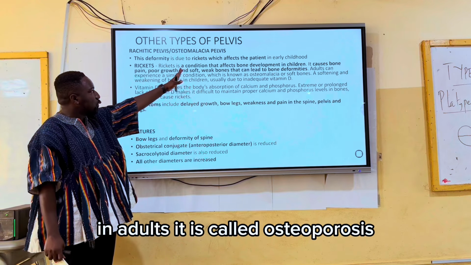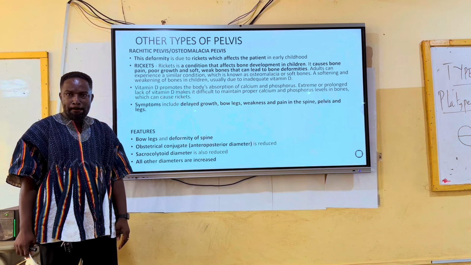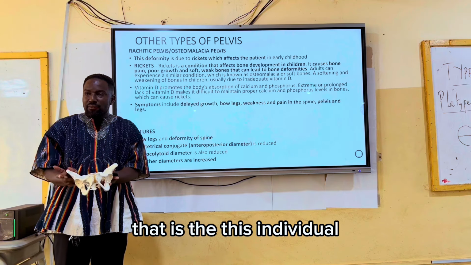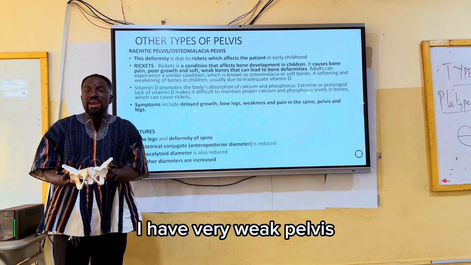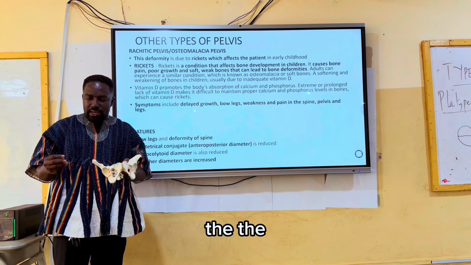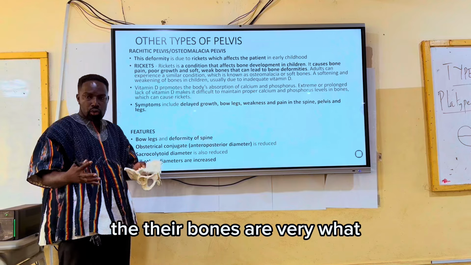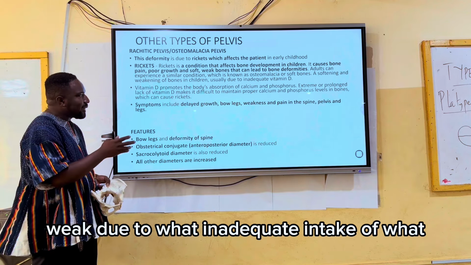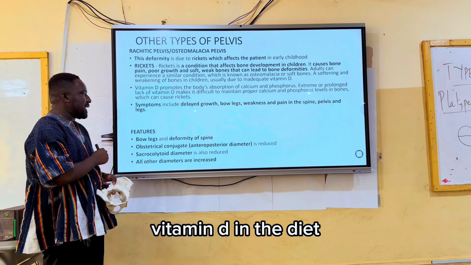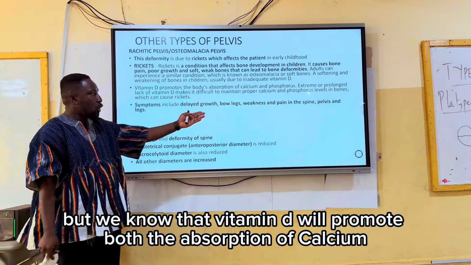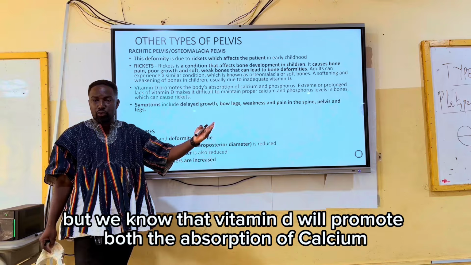In adults, it is called osteomalacia pelvis. That is, these individuals have very weak pelvis. Their bones are very weak, due to inadequate intake of vitamin D in the diet. Because we know that vitamin D will promote both the absorption of calcium and phosphate.